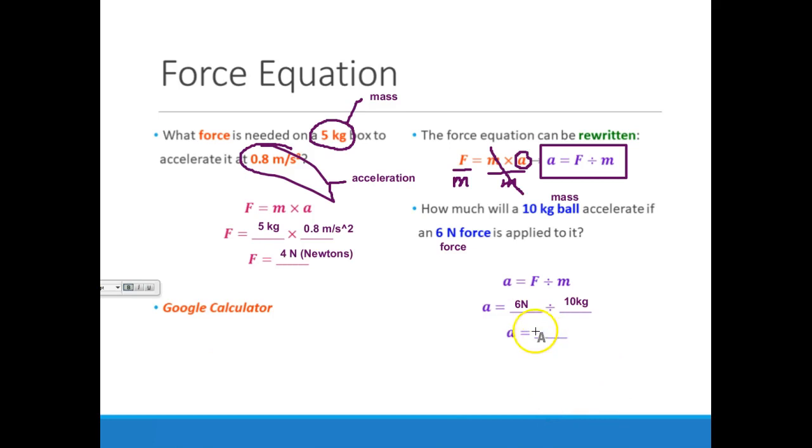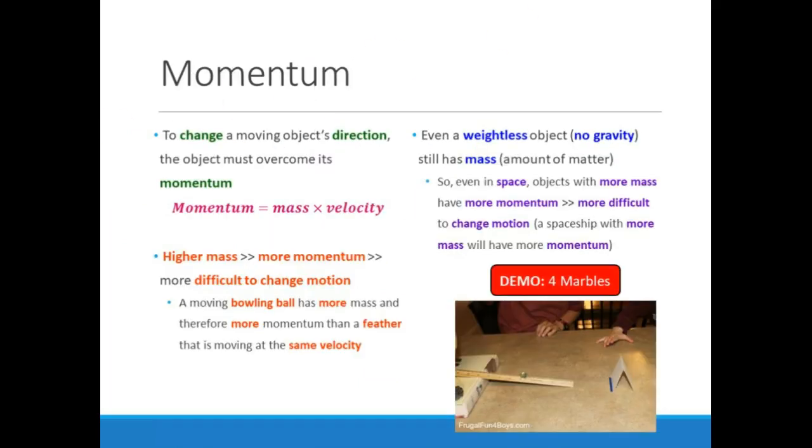Excellent. Yes, you guys are doing awesome. 6 divided by 10, if I plug it into a calculator, absolutely equals 0.6, and our units should be meters per second squared. Okay, give me a green check if you feel like you're comfortable with this. You understood what we did here. All right, let's keep going.